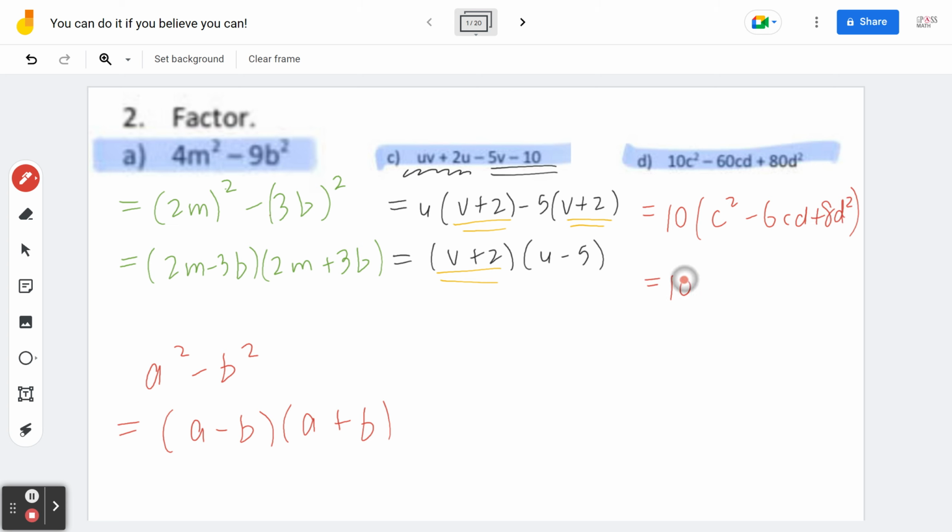Step number two, this is simple factoring. C will go here, d will go here, and of course, c times c is c squared. When you think about the factors of 8 that will give you a sum of negative 6, those numbers are negative 2 and negative 4. If you multiply negative 2 and negative 4, they give you positive 8. If you add them, they give you negative 6. If you want to double check, all you have to do is expand this to get the original question back.